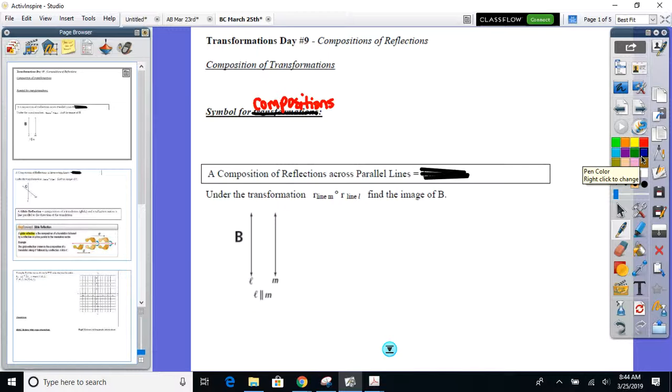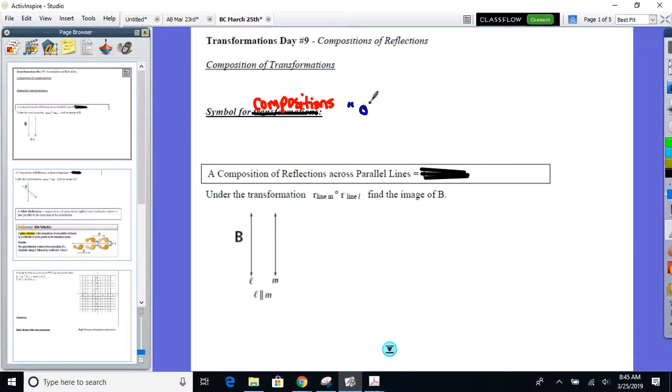Here's what a composition is: 2 or more at a time. So you rotate, then you reflect. You translate, then you reflect. All right, 2 at a time we're doing. How do I know one of these compositions is going on? You can see the symbol down below on your packet. You see this little degree symbol. That's what tells me a composition is going on.